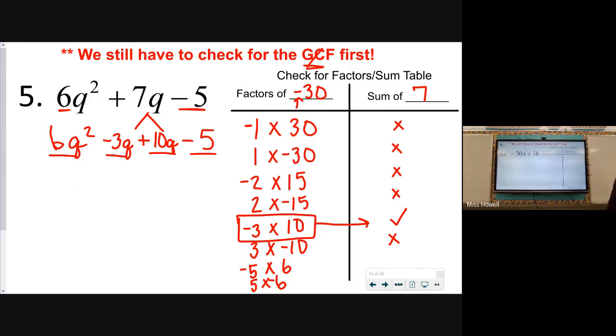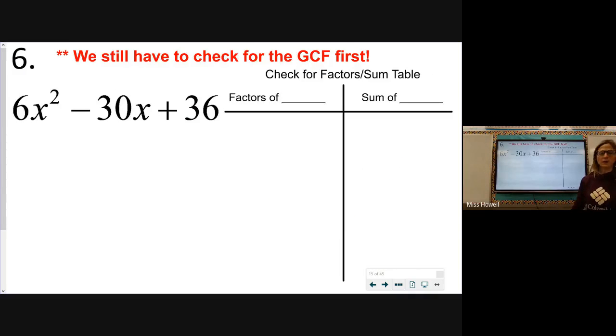All right, number 6. I want to prepare to factor by getting this trinomial to its equivalent quadrinomial. So 6x squared minus 30x plus 36. I always have to look to see if there's a GCF first, even when using the chart method. It's my first step of factoring, no matter what type of polynomial we have. So 6x squared, negative 30x, and 36 all have a common factor of 6. I have to factor that out first before I go to my guess and check chart to see how to take the trinomial to a quadrinomial.